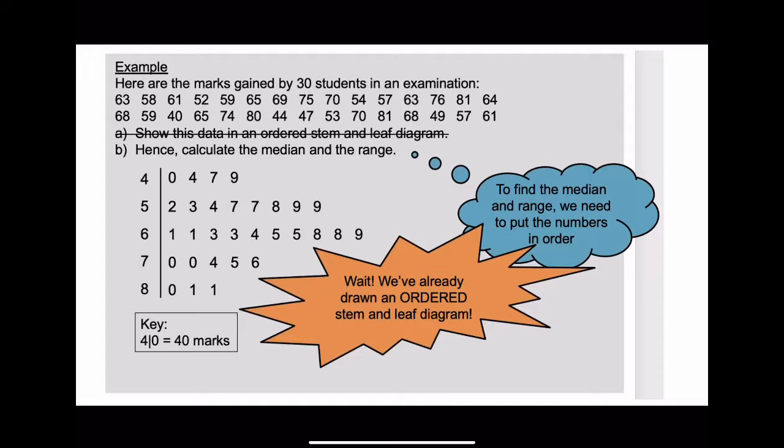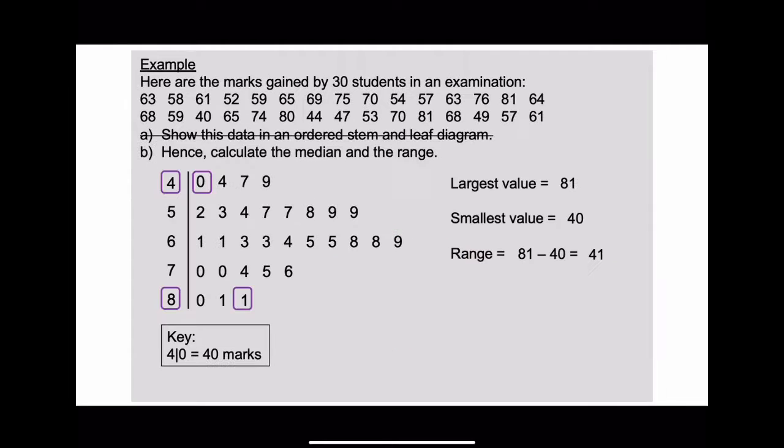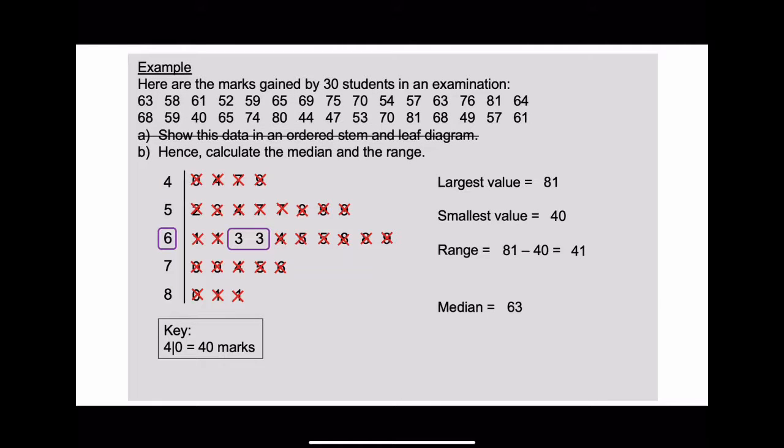To find the median and the range, we have to have the numbers in order. That's why it was essential to do that. And if we've redrawn our diagram, then it is now in order. If you ordered them in the first place, then that's perfectly acceptable as well. Just make sure that you hit each of the criteria. And then once you have done that, you can then work out the largest value, the smallest value, and the range. There's our median.